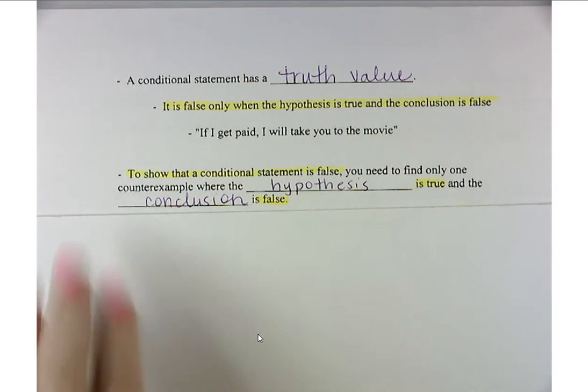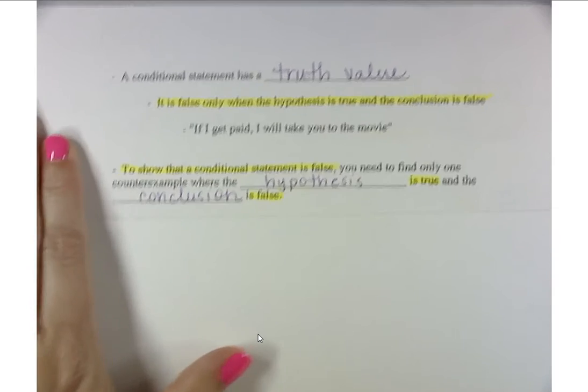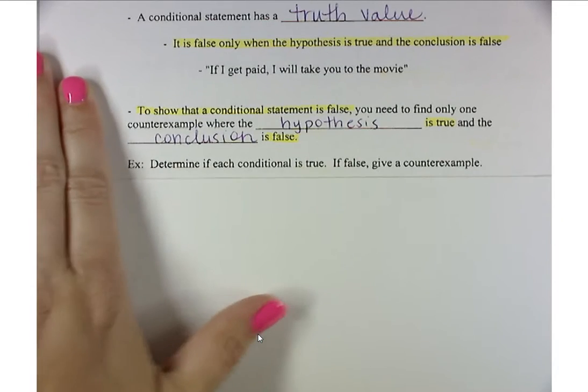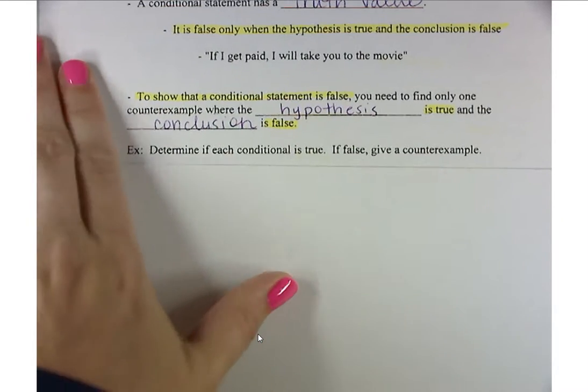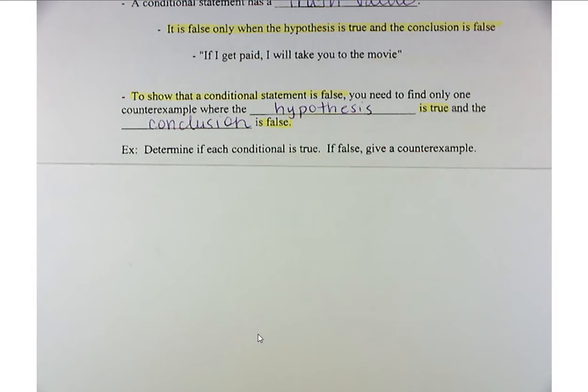That's good. Just check. Determine if each conditional is true. If it's false, then you're going to give a counterexample. I'm going to read you A, and then I want you to think about what your answer is going to be. If this month is August, then the next month is September. You're just going to write down if that's true or false. If it's true, you don't have to write anything else. If it's false, you have to give me a counterexample.